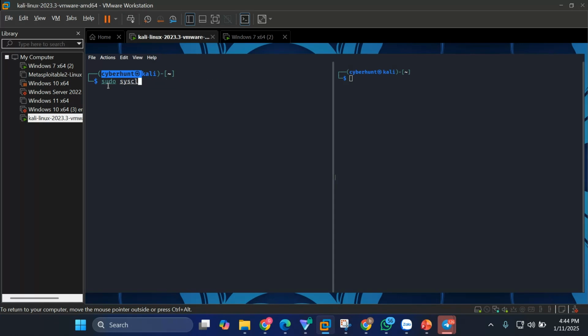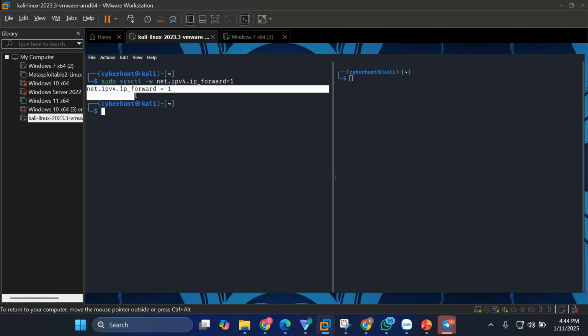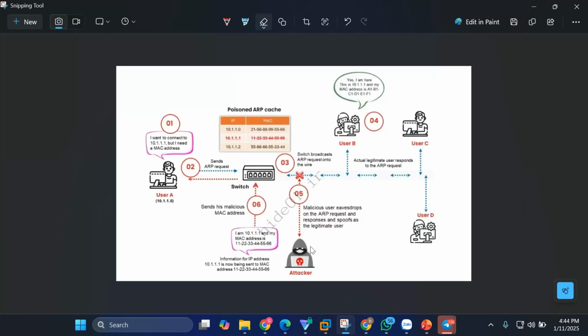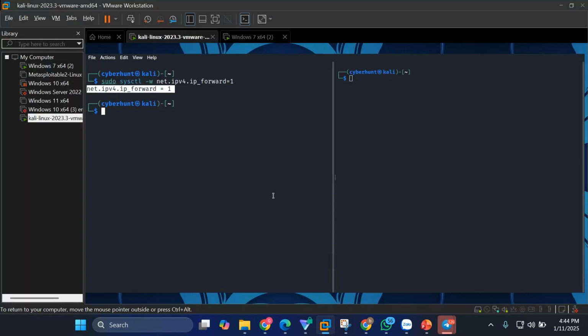sudo sysctl -w net.ipv4.ip_forward=1, and I hit enter. And you can now see that our Kali Linux, or the attacker machine, is no longer an endpoint, but is now acting like a switch or like a router. So what is going to happen now is that I am going to trick the Windows operating system to think that I am the router. So the attacker now is going to do this.